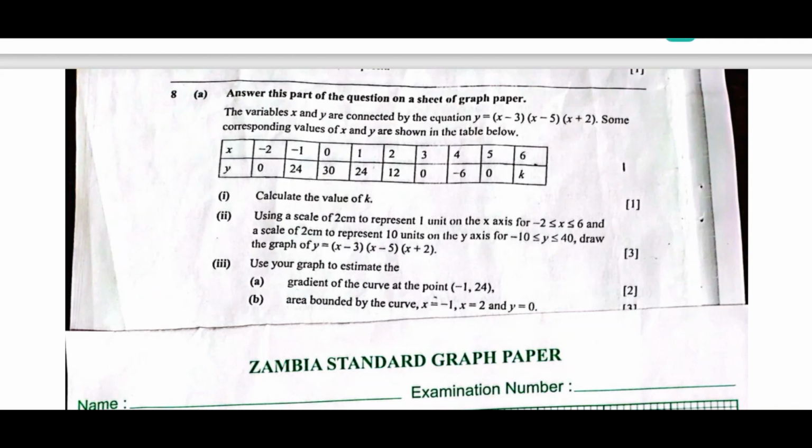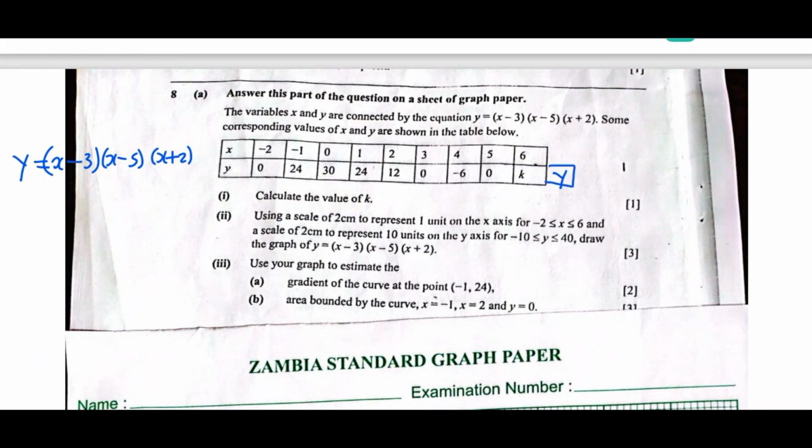So first we need to write the equation. The equation is y is equal to (x minus 3)(x minus 5)(x plus 2). So k, we can see that k is under the y values.